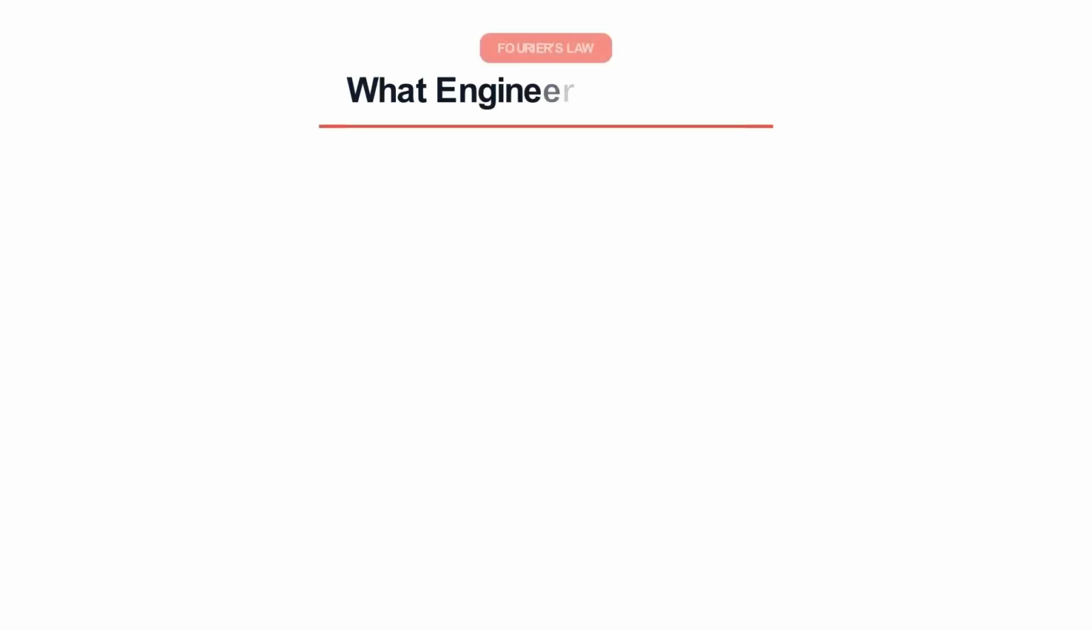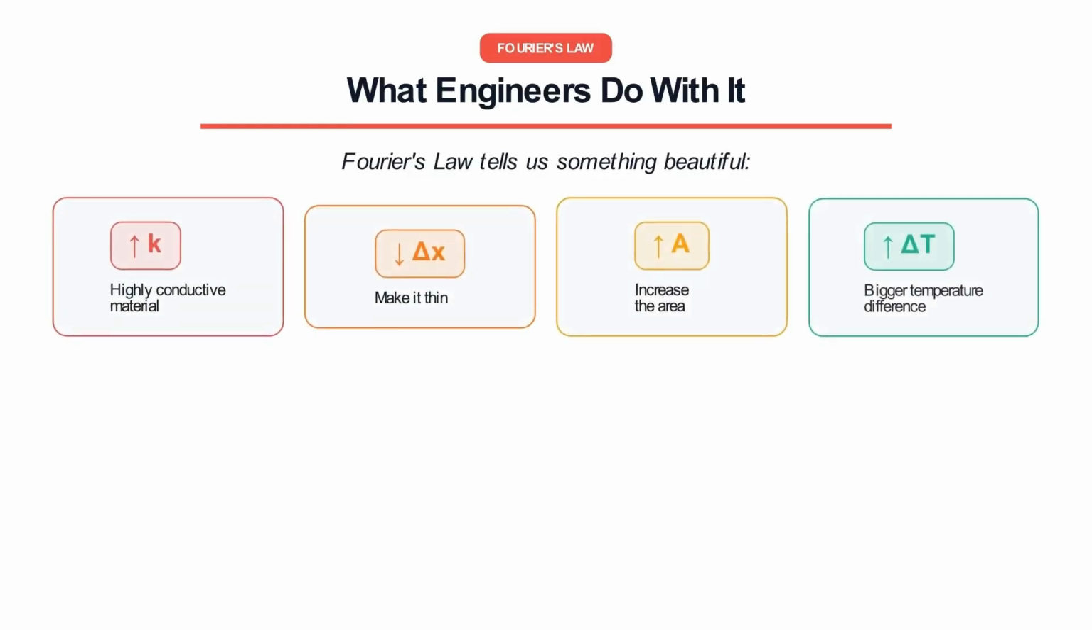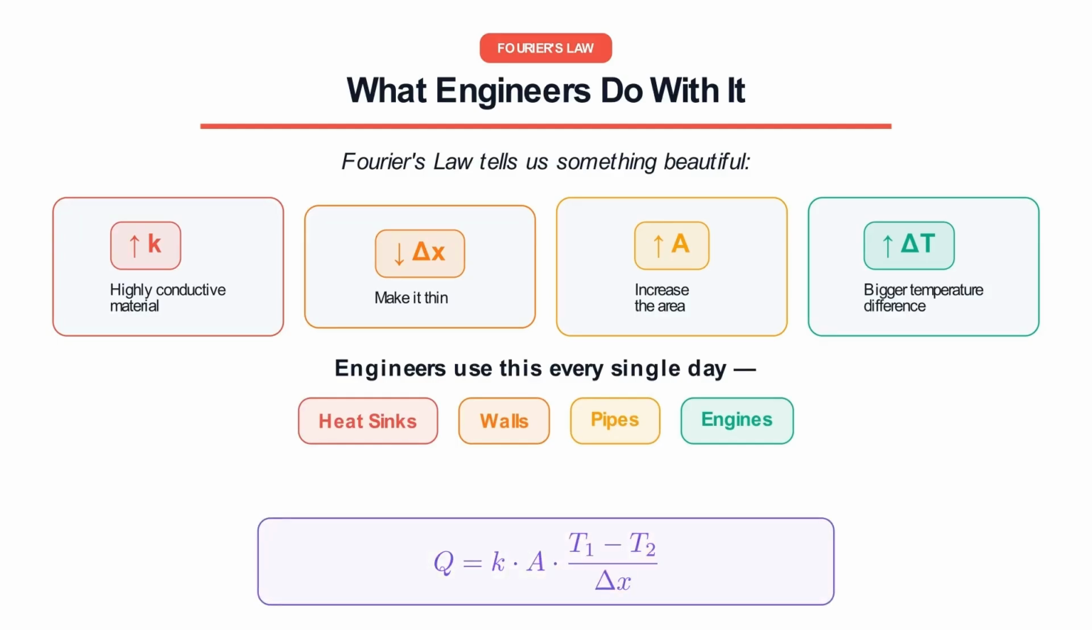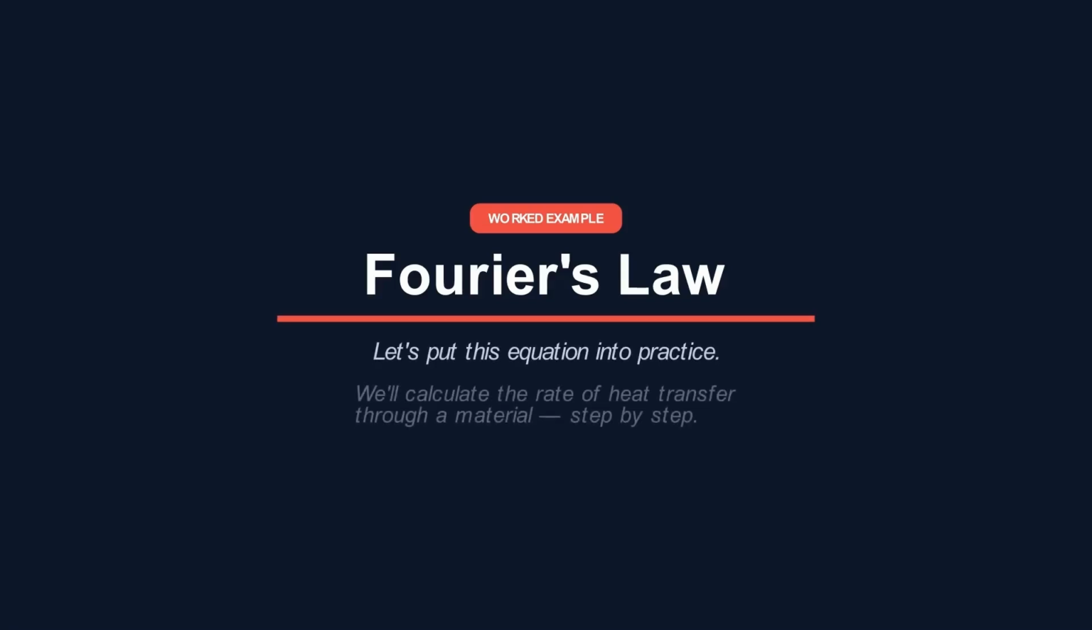So Fourier's law tells us something beautiful. If you want more heat to flow, use a highly conductive material, make it thin, increase the area, and crank up the temperature difference. Engineers use this every single day, designing heat sinks, walls, pipes, and engines. Now let's put this equation into practice. In this problem, we'll apply Fourier's law to calculate the rate of heat transfer through a material step by step.